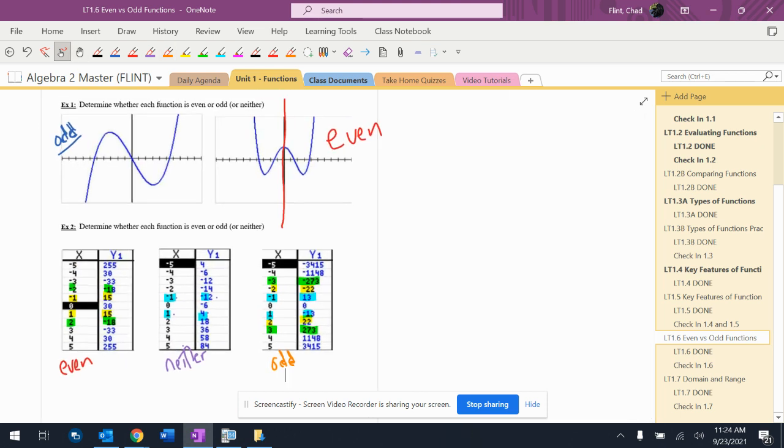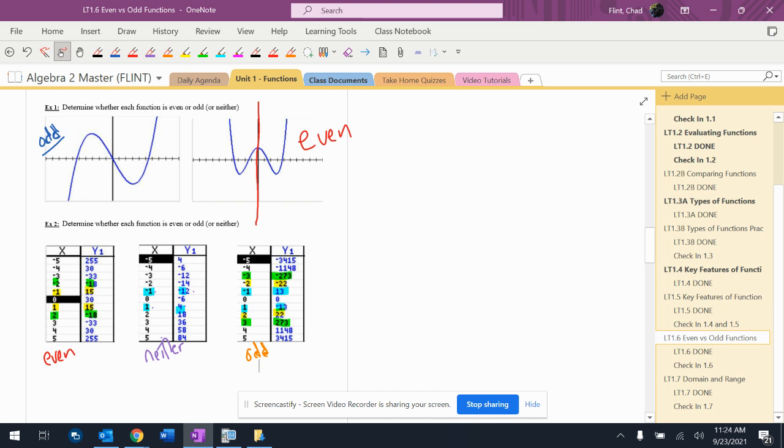So there's what we've got. We've got an odd, an even for the graphs, and then an even, an odd, and a neither for the numbers.